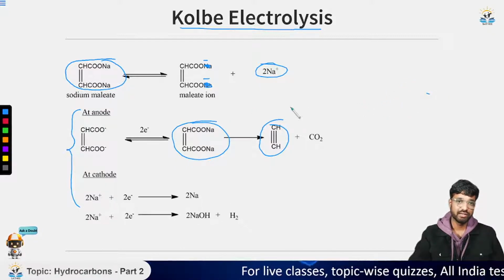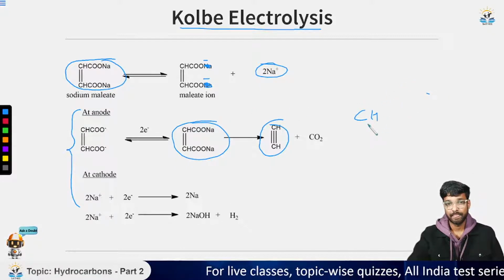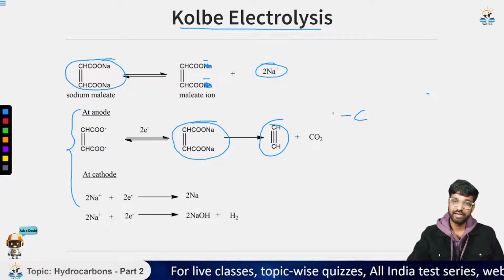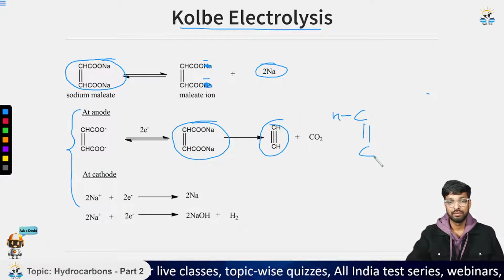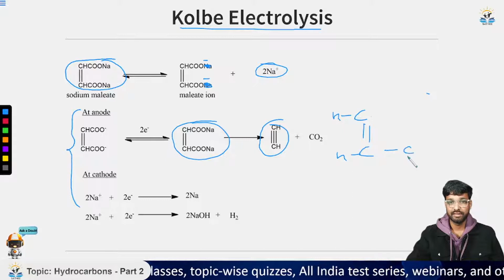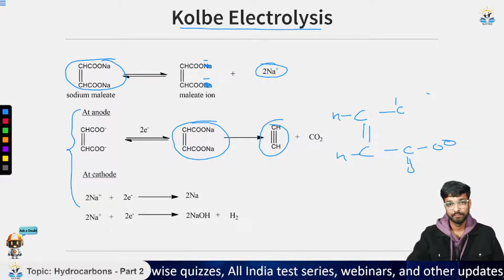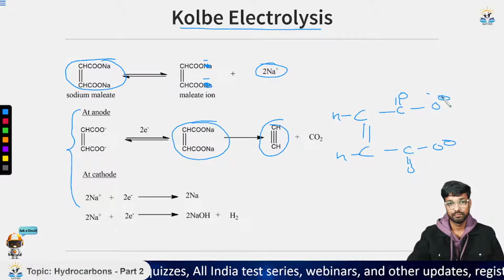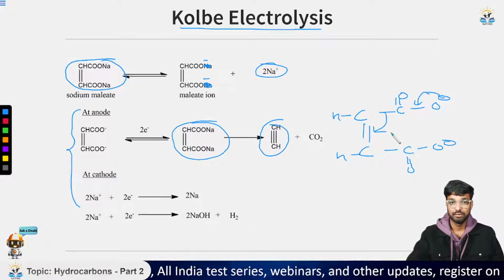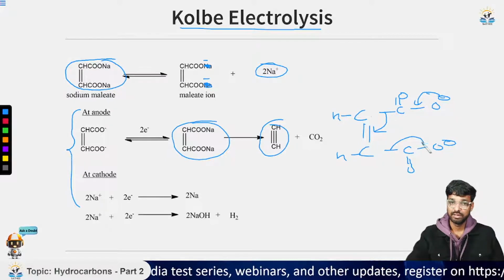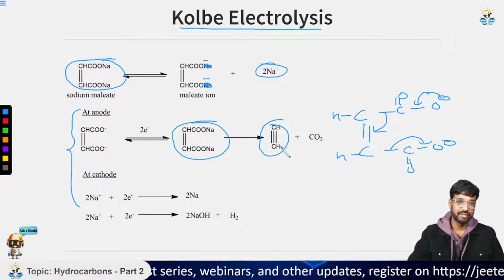So if you consider this reactant here, and write it in more expanded form, it will look like this. Now this will come here, this will go there and it will leave. So we will get an alkyne here.